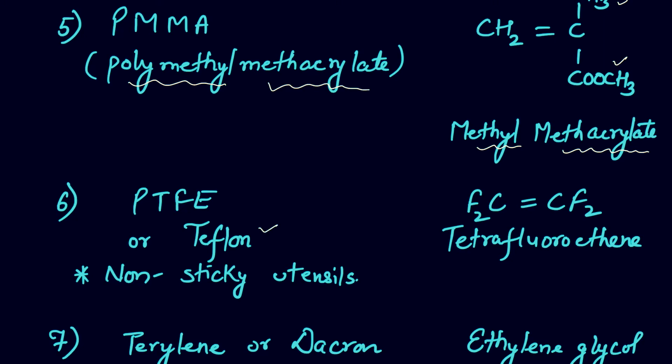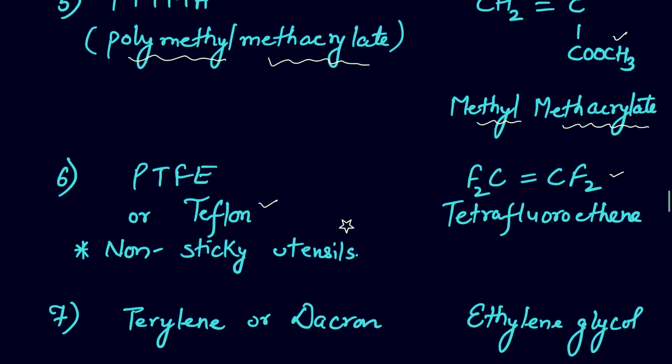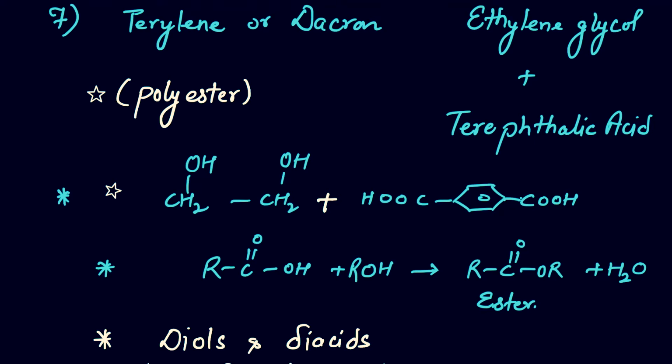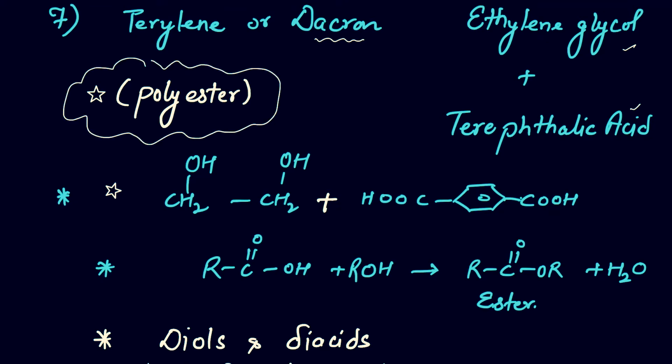Our next polymer is Teflon, that is polytetrafluoroethene. Its monomer is tetrafluoroethene and it is used in non-sticky utensils. Moving on to our next polymer, we have terylene or Dacron. Its monomer is ethylene glycol and terephthalic acid. What's important to note here is that it is basically a polyester. So which of the following is an example of a polyester? Our answer will be terylene or Dacron.